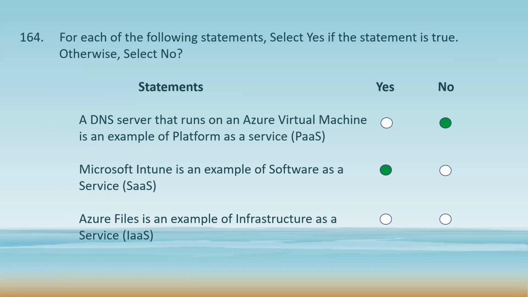The next statement is Azure Files is an example of infrastructure as a service. No, this statement is incorrect. Azure Files is not an example of infrastructure as a service, but rather a specific service offered by Microsoft Azure that falls under the category of platform as a service. Azure Files is a cloud-based file sharing service that allows you to create and manage file shares in the cloud. It provides a fully managed file storage solution that can be accessed from multiple virtual machines or services within Azure or even from an on-premise environment.